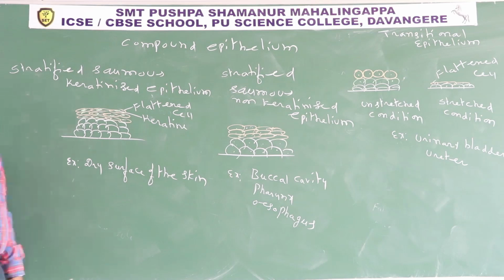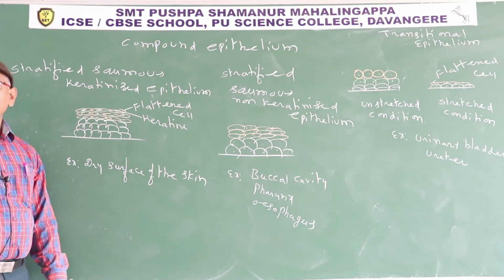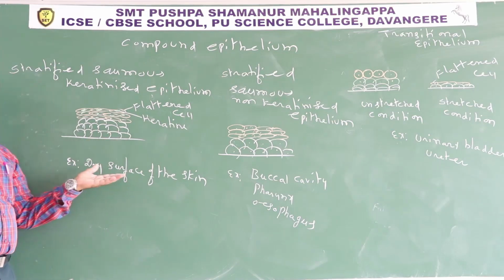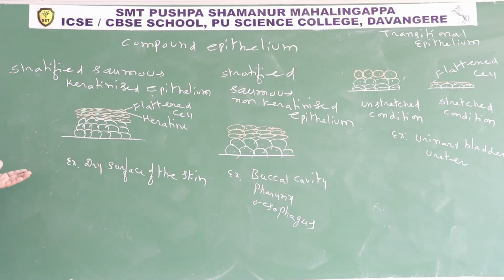In the textbook, compound epithelium is given simply as cells arranged in more than one layer, with examples. So you should know, in stratified squamous keratinized epithelium, cells are arranged in several layers. Outer layers or superficial layers contain flattened cells. So that's why it got the name stratified squamous epithelium. Nomenclature of compound epithelium is based on the shape of cells present in the outer layer.